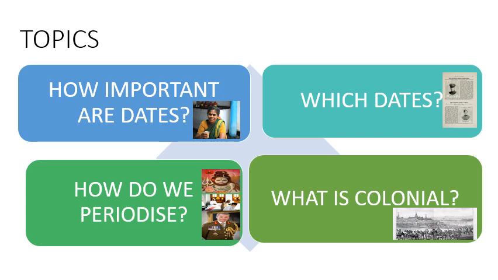The next topic is which dates. Here, the British Governor Generals or Viceroys gave importance only to their policies, activities, and achievements. They never worried about the Indian people and their livelihood. Next, how do we periodize?